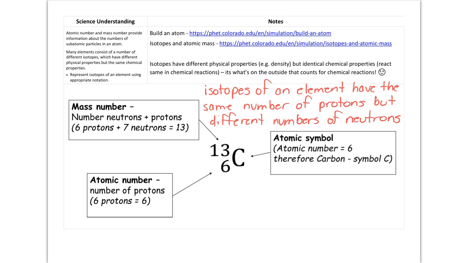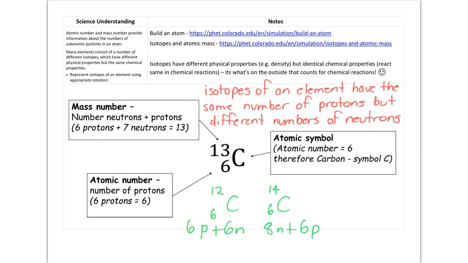So this is carbon 13, that's one isotope of carbon. We could also have carbon 12, which would have 6 protons plus 6 neutrons, or we could have carbon 14, which would have 8 neutrons plus 6 protons. Sorry, I've done them the wrong way around, but hopefully that's not confusing. So we need to be able to represent isotopes, and we do that using these symbols.